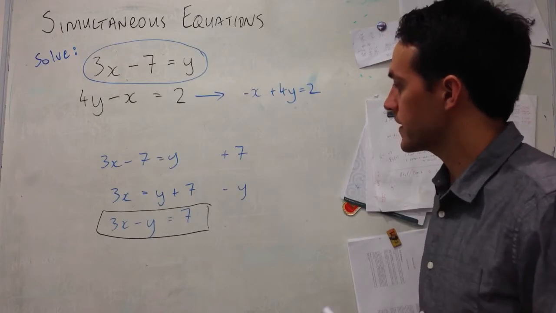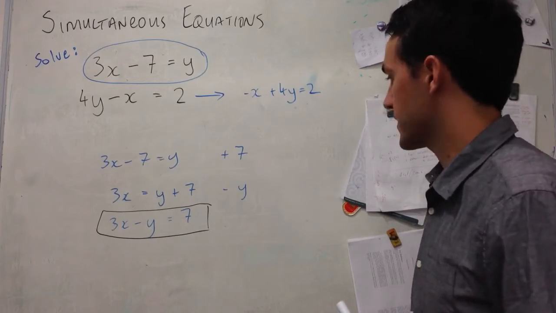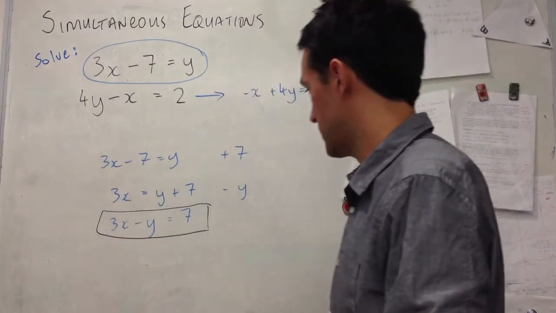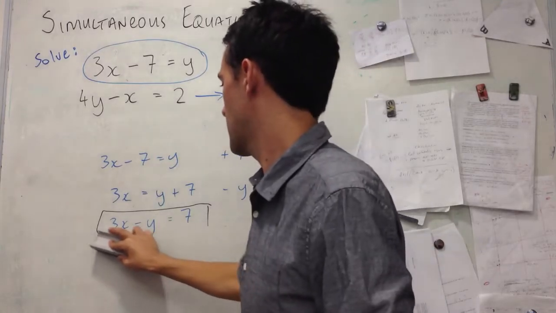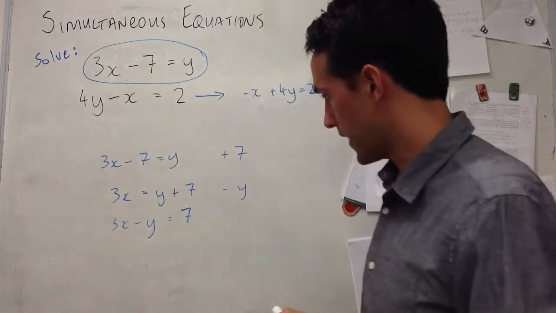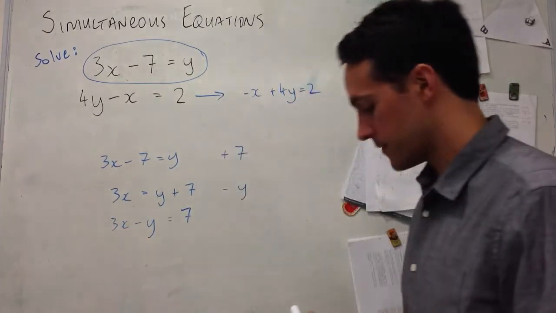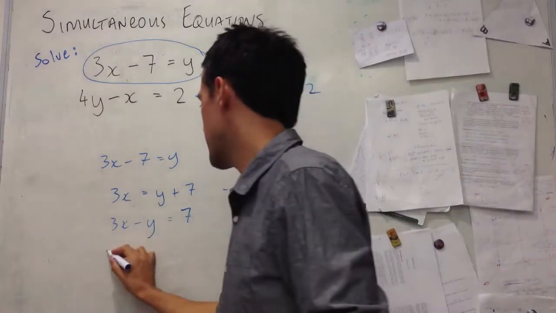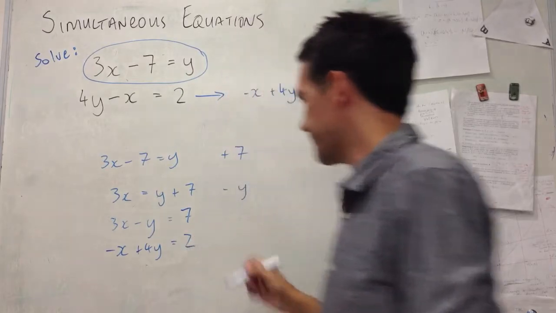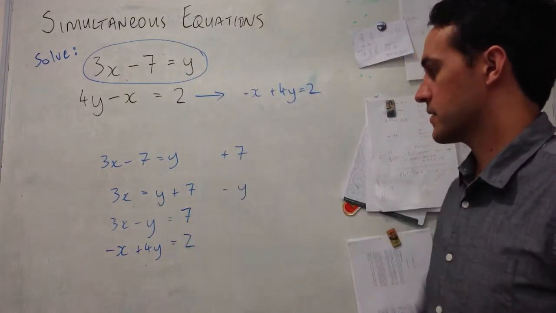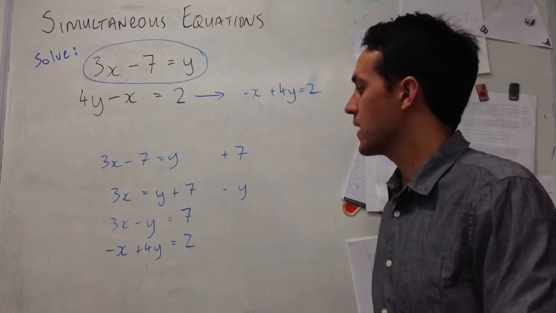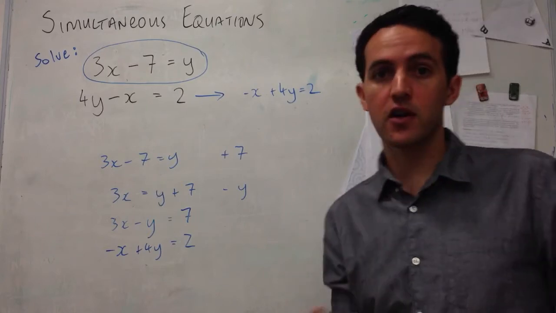So I have this as one equation, and as my second equation I'll have this one here. Let's put them together. I have 3x minus y equals 7, and then I've also got negative x plus 4y equals 2. Okay, so the first step in solving this is to multiply one of the equations by a number so that two of the coefficients are the same.